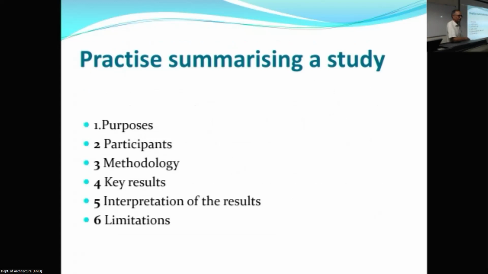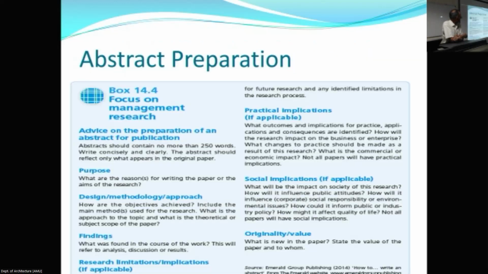Whenever you are carrying out research, literature review, focus should be on these aspects. What is the purpose? Who are the participants? What methodology has been used, and like that. So this is an example, that of an abstract of a paper.